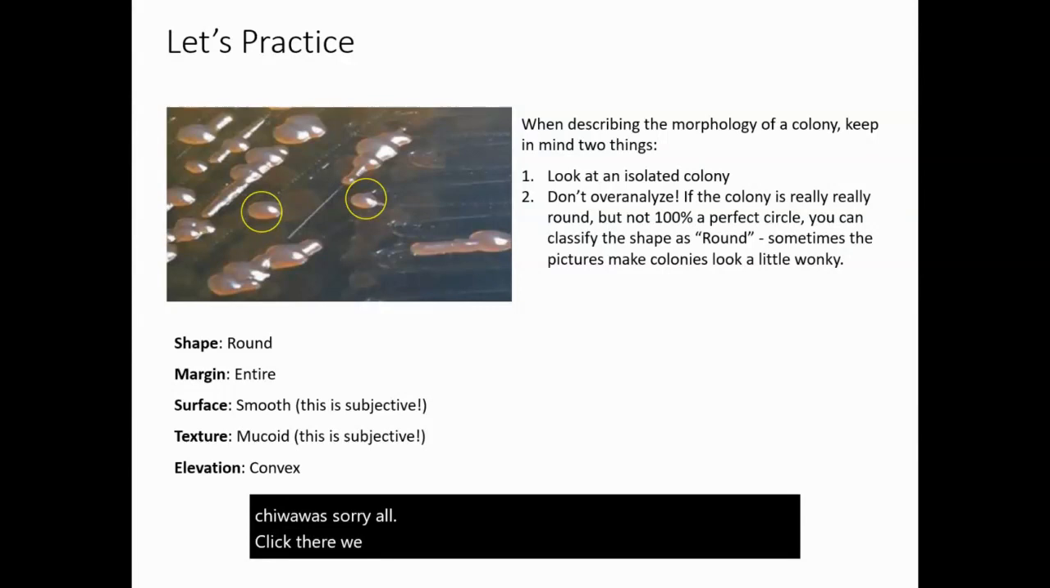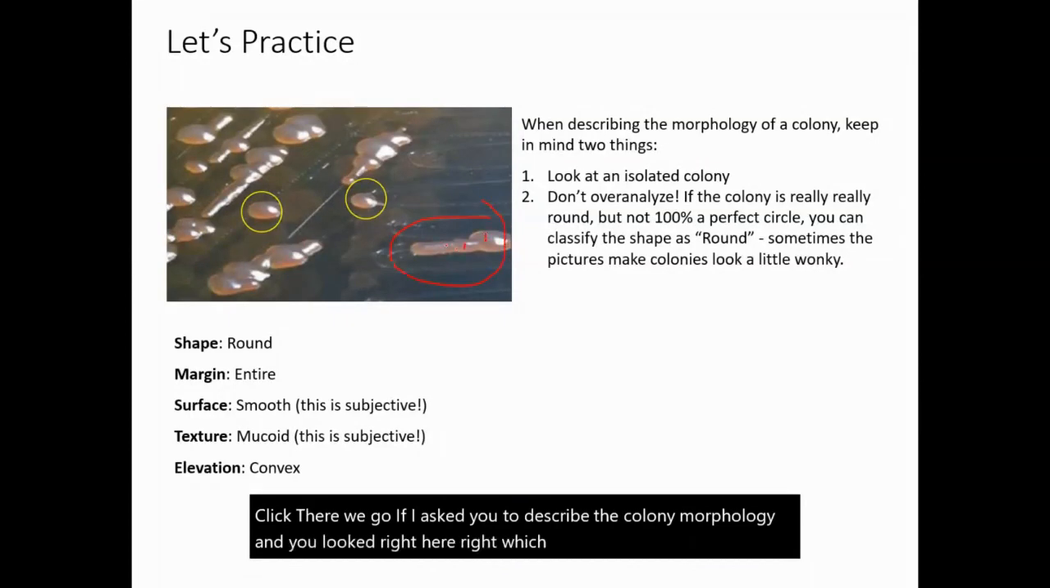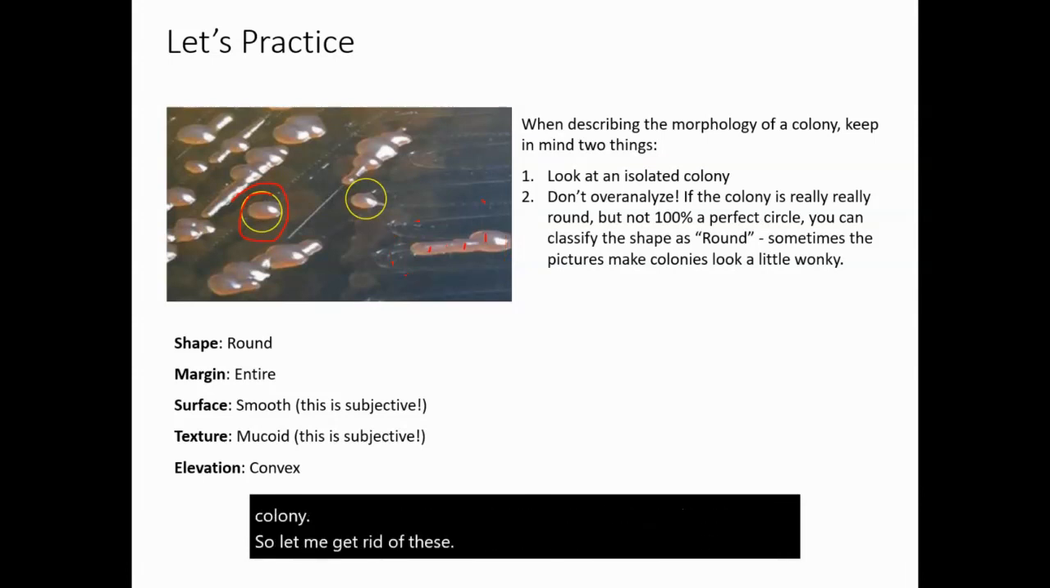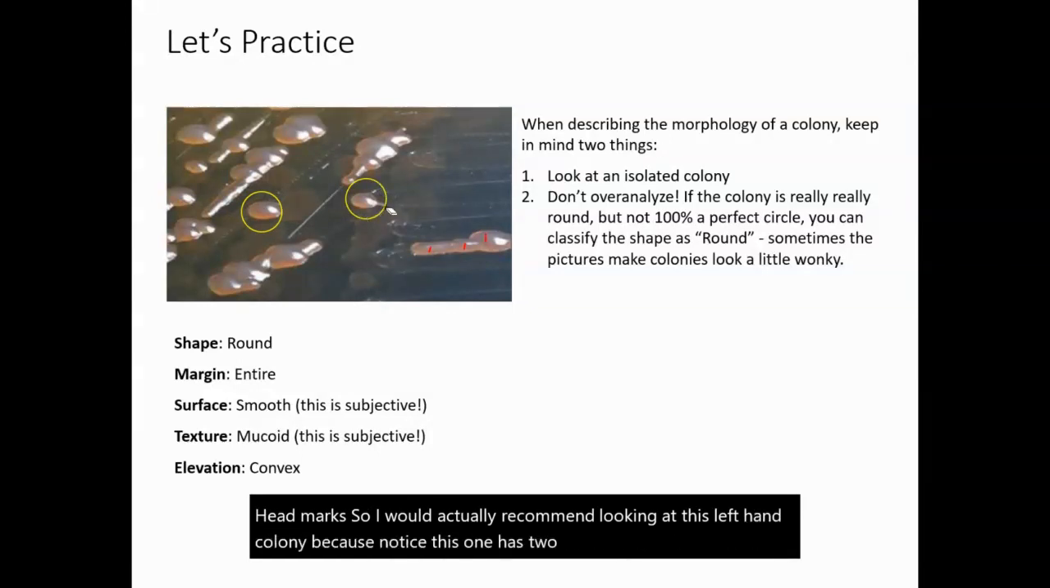Click, there we go. If I asked you to describe the colony morphology and you looked right here, which is really 1, 2, 3, like 4 colonies merged together, that is very different than, let's say, this colony right here, which is all by itself. So you always look at an isolated colony. So let me get rid of these marks. I would actually recommend looking at this left-hand colony because notice this one has 2 colonies pretty close by.